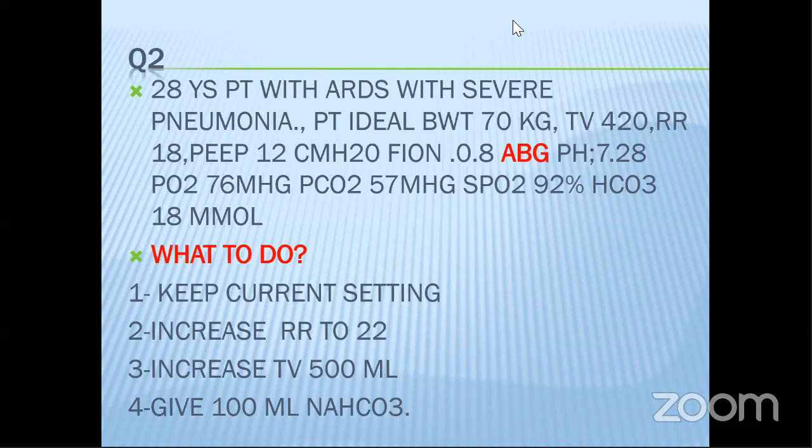So the options: keep the same respiratory setting, increase respiratory rate to 22, increase tidal volume to 500, or give 100 ml sodium bicarb. Before answering this question, you should search where the problem is with this patient. Is it oxygenation or ventilation? So to give you a clue for the correct answer, let's go for the answer.